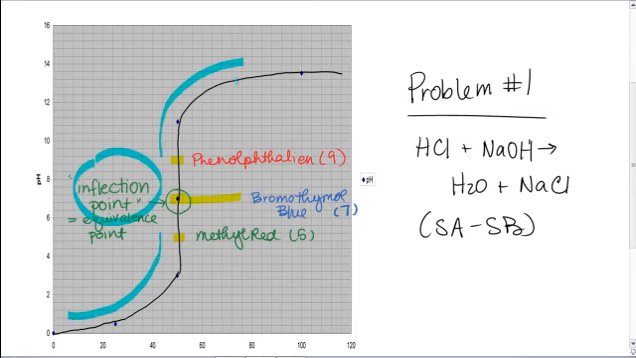So as we look at this, I've got 3 different indicators up here and the approximate pH at which they change color. We have methyl red at a pH of 5, bromothymol blue at a pH of 7, and phenolphthalein at a pH of 9. And so here's my question to you. If the equivalence point is at 7, why in Chem 1 was it okay to use phenolphthalein? Why was it okay to use if our equivalence point is at a pH of 7? Chris, what do you think?